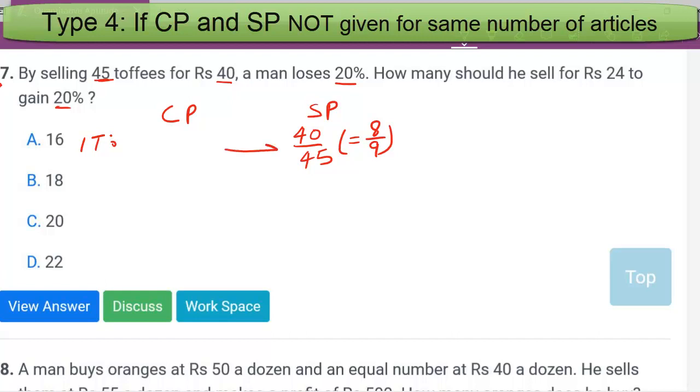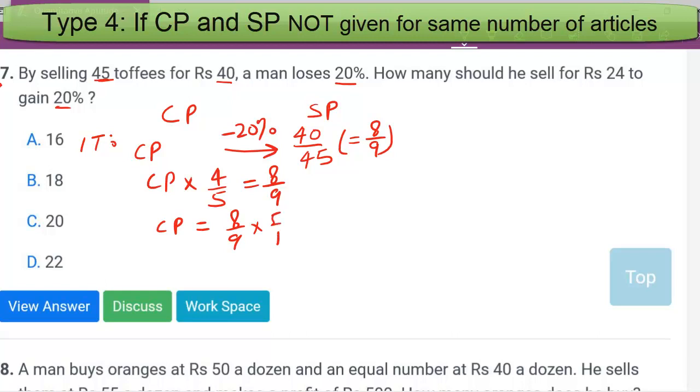And for this selling price the man is losing 20%. So from here you can calculate the CP of one toffee. I can directly write CP multiplied by 4 by 5, because with a 20% loss, 80% remains, that is 4 by 5, which is equal to 8 by 9. So you get that the cost price is equal to 8 by 9 into 5 by 4, which is 10 by 9.